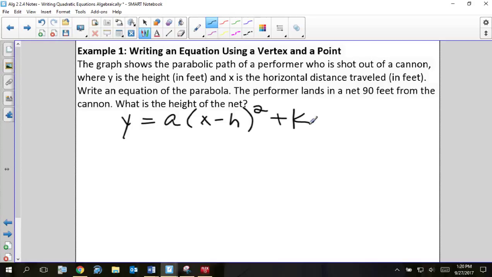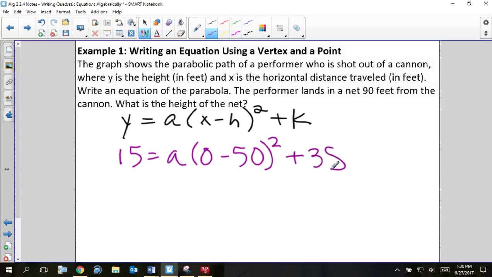Okay, so now wherever you see an h and a k, you're going to plug in 50 and 35. Wherever you see an x and a y, you're going to plug in 0 and 15. What is not getting plugged in here? A. So let's plug in everything. y was 15. A, we're not plugging in. x is 0. h is 50, squared, plus k is 35.